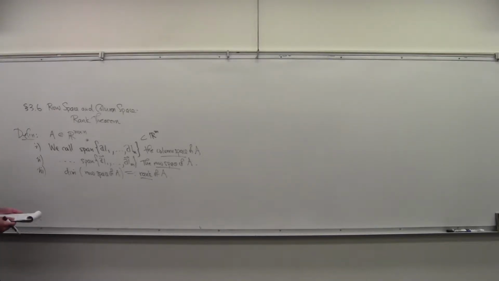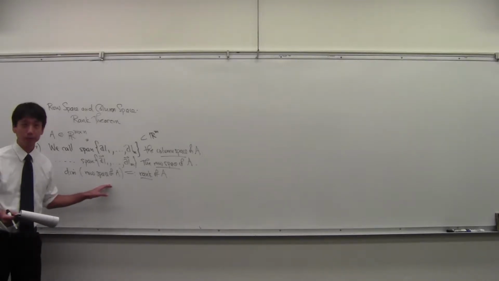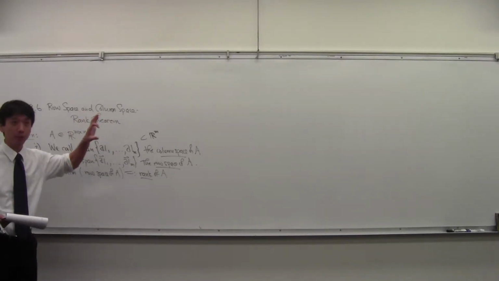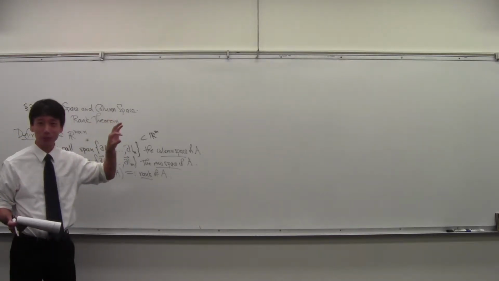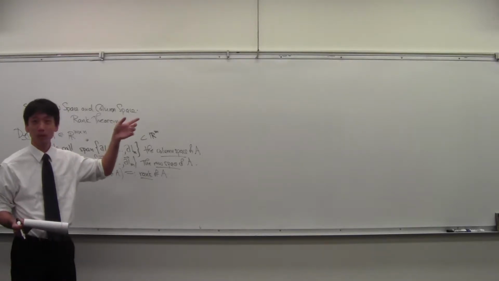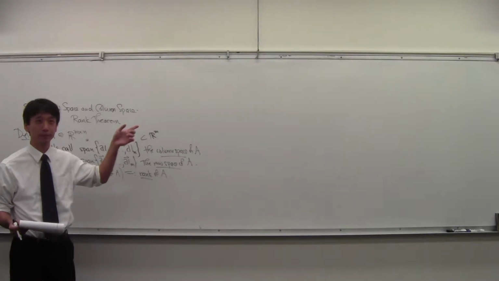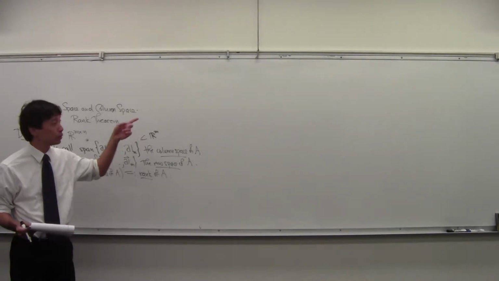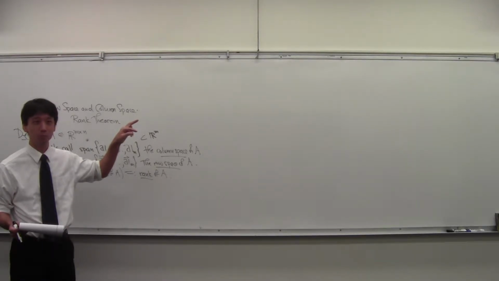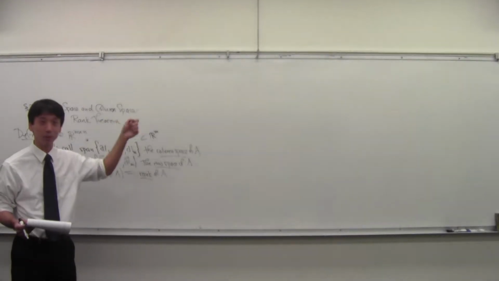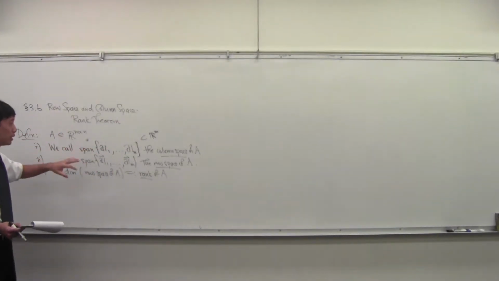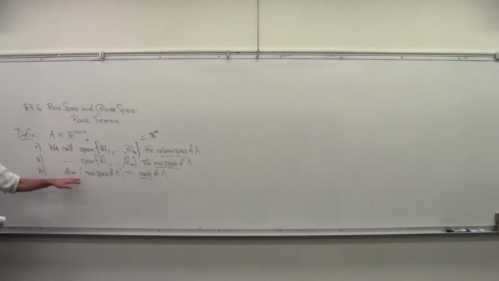Okay, so let me ask you a question. Suppose you have a matrix, and you do an elementary row operation on the matrix. Have you changed the row space? If you switch two guys, do you change the row space? No. If you multiply somebody by a scalar, do you change the row space? No. If you add one to another, no. Right? Because you're not changing the set of linear combinations. So elementary row operations don't change the row space.